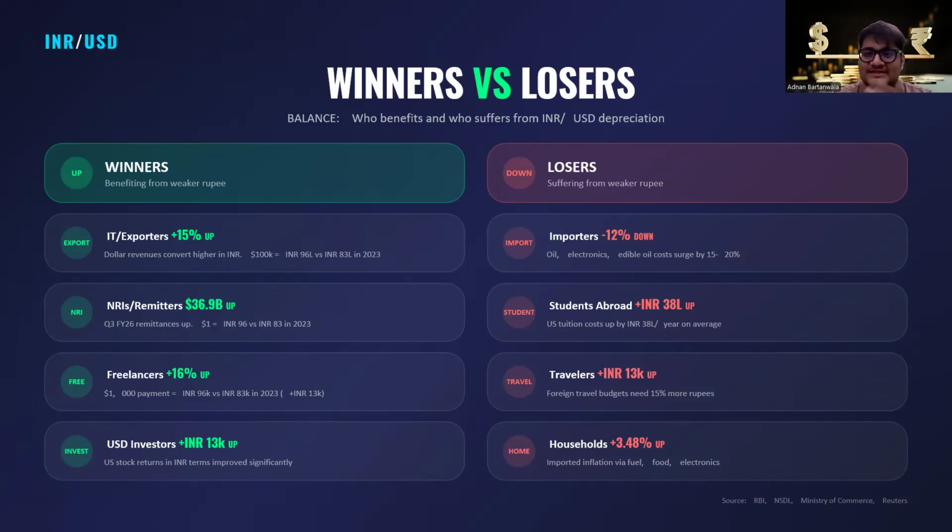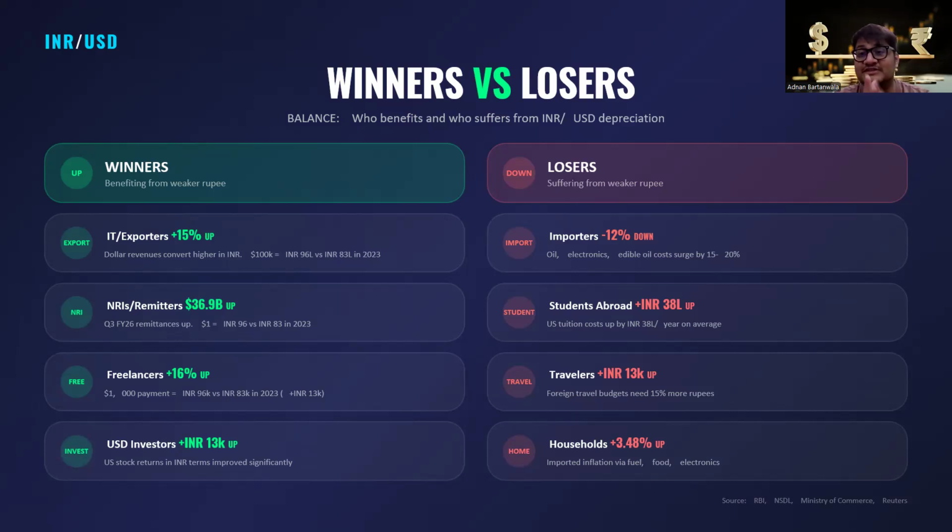Now let's talk about the losers as well. People like you and me, importers who are importing stuff from other countries and who have to pay in dollars. They are taking almost a 12 to 13% hit. Oils, electronics, edible oils, gold, all are around 15 to 20% costlier. Students living abroad, that we talked about in the retail example, 38 lakh annual cost. Travelers, that's why our prime minister is again focusing on not traveling abroad. Your Bali trip, your Thailand trip, your Europe trip now costs 15% more rupees for the same dollar budget.